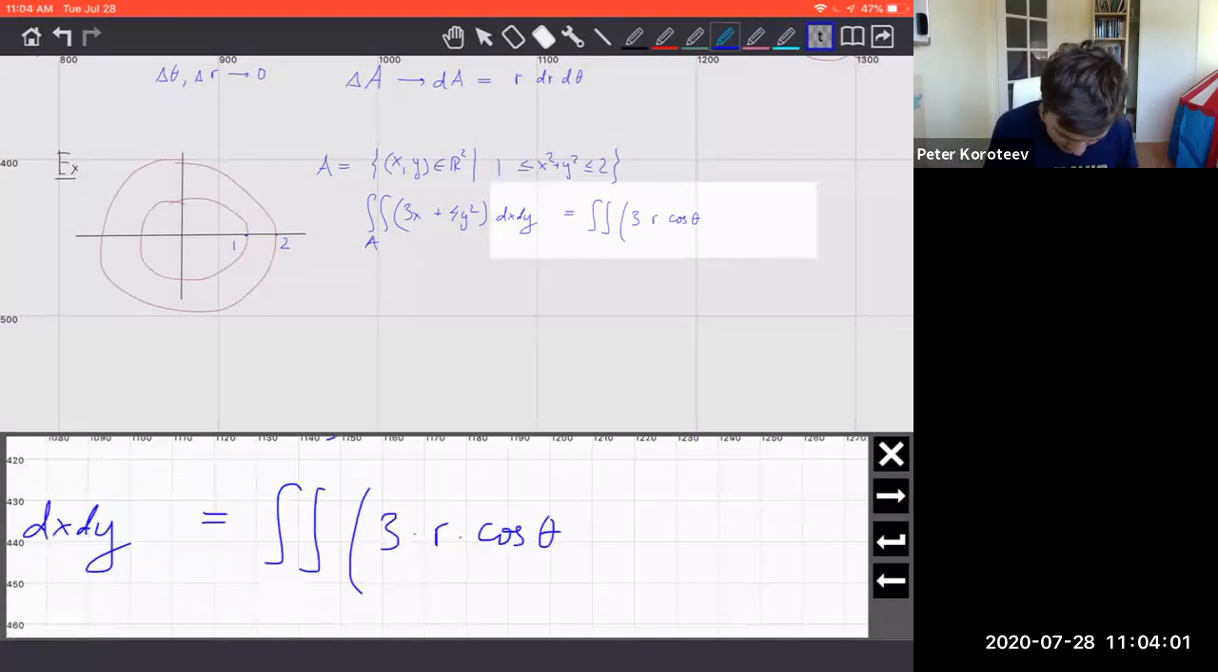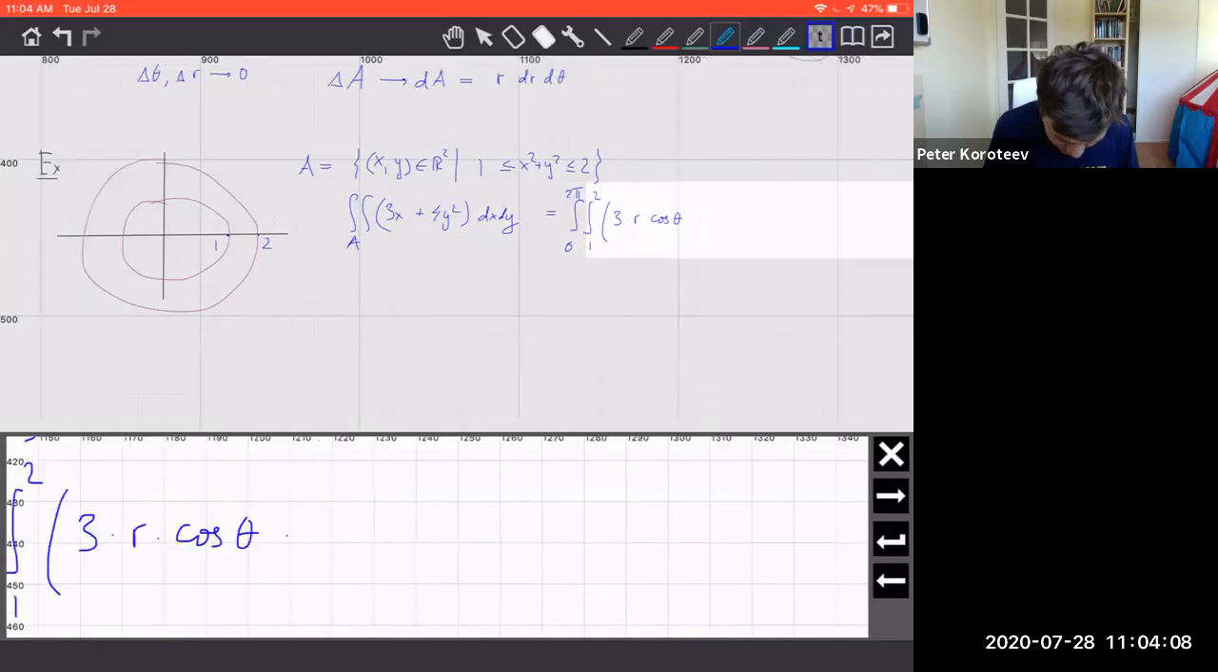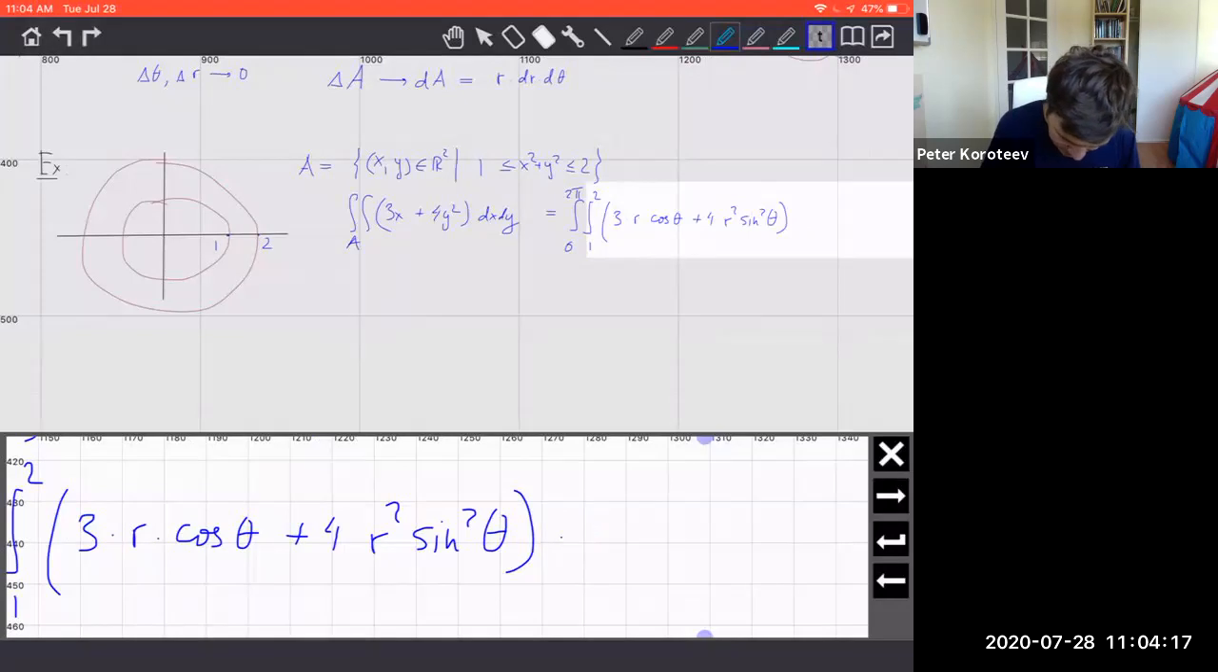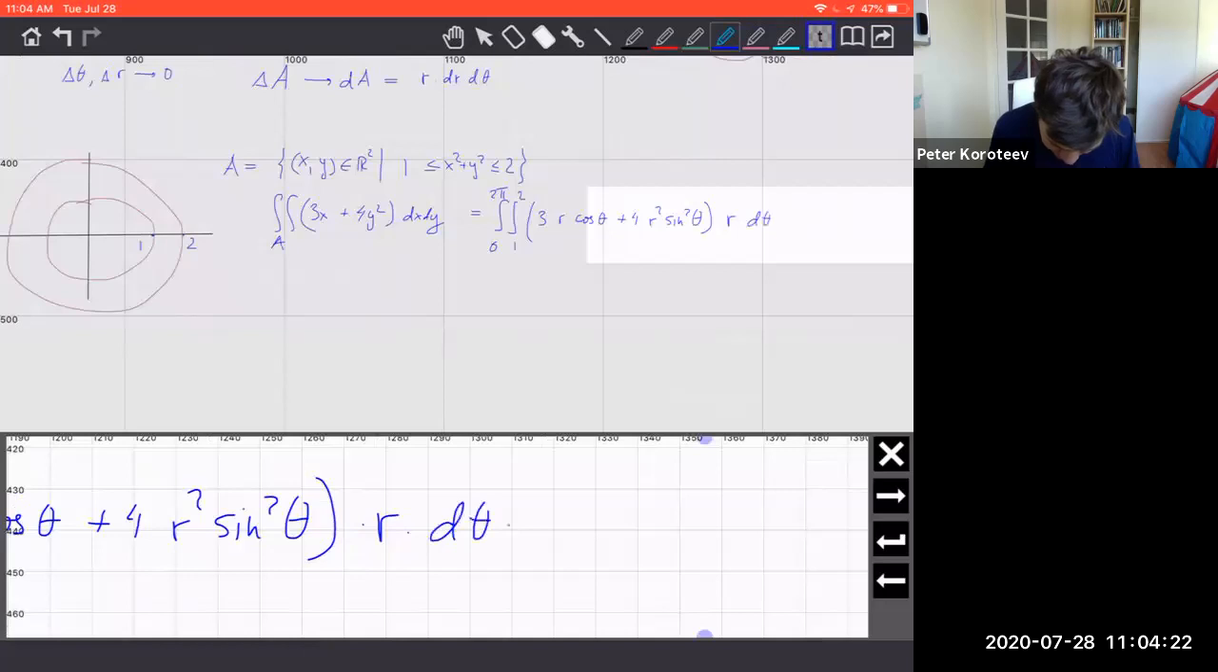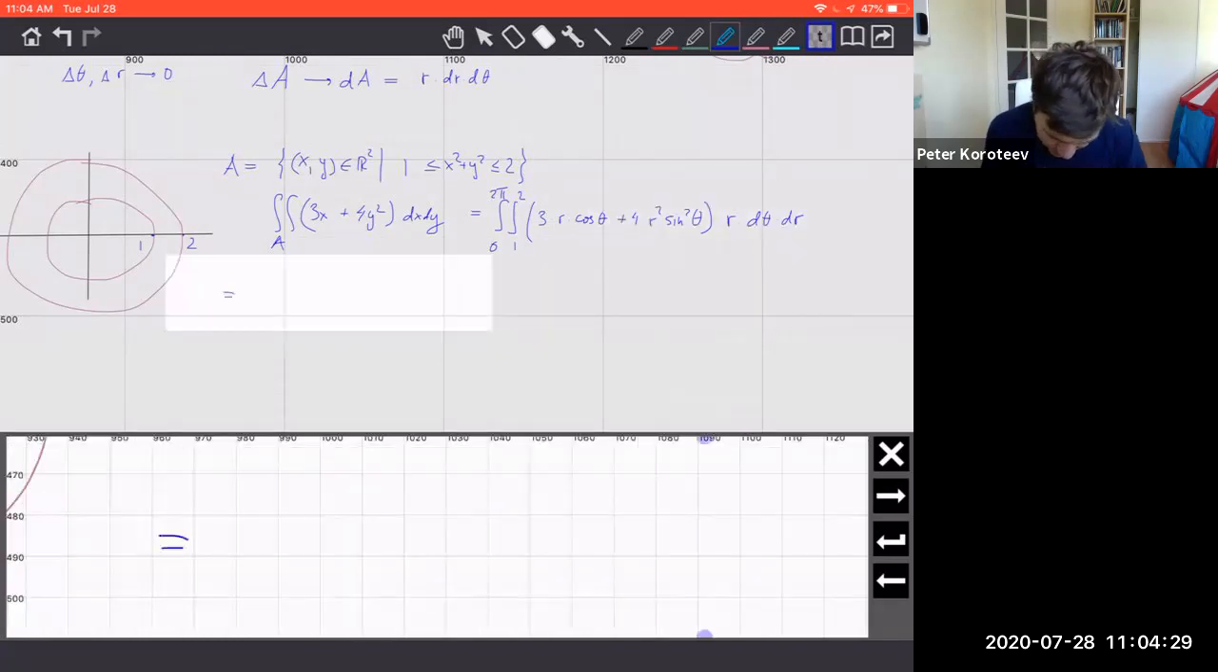And so theta goes between 0 and 2 pi, and r goes between 1 and 2. Plus 4 r squared sine squared theta. And first we wrote, and then r, right? So this important part in this measure is r times d theta dr. Okay.